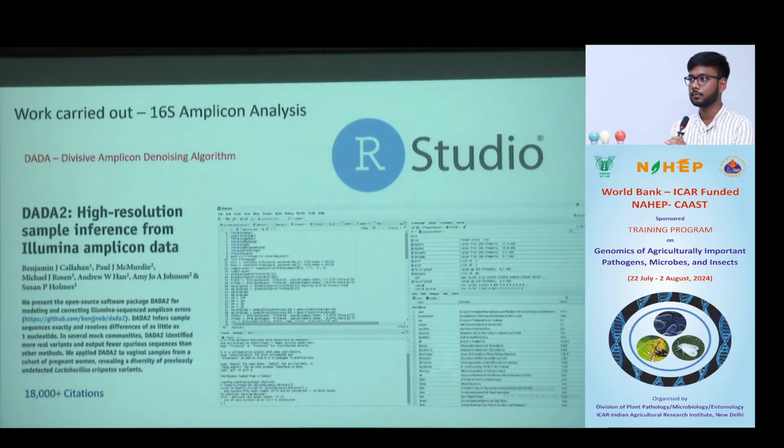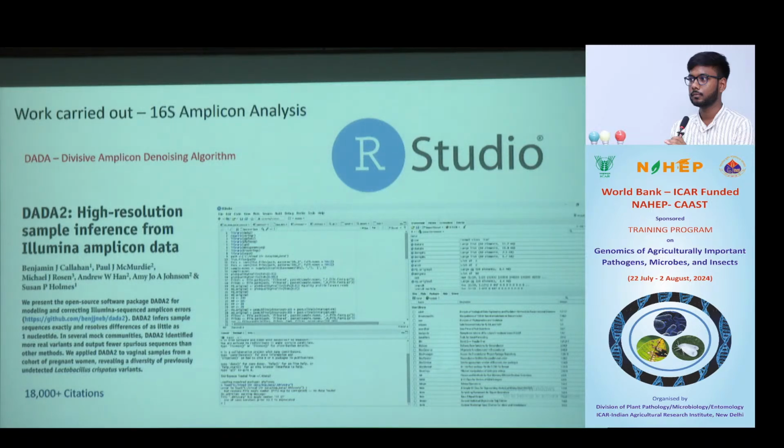So what this algorithm will do: after receiving the sequences, we cannot say all the sequences we received are 100% correct. There will definitely be some errors. So to remove those error sequences, this algorithm is designed to remove them.